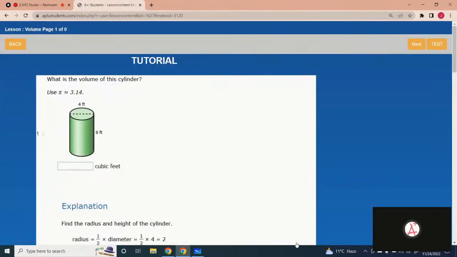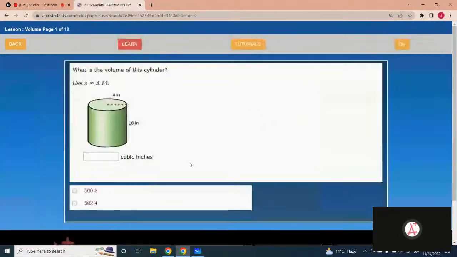What is the volume of the given cylinder? Let's start with the test questions. You can solve the tutorial questions by yourself. Got it? Let's start with the first one. What is the volume of the cylinder? It has the height 10 inches.